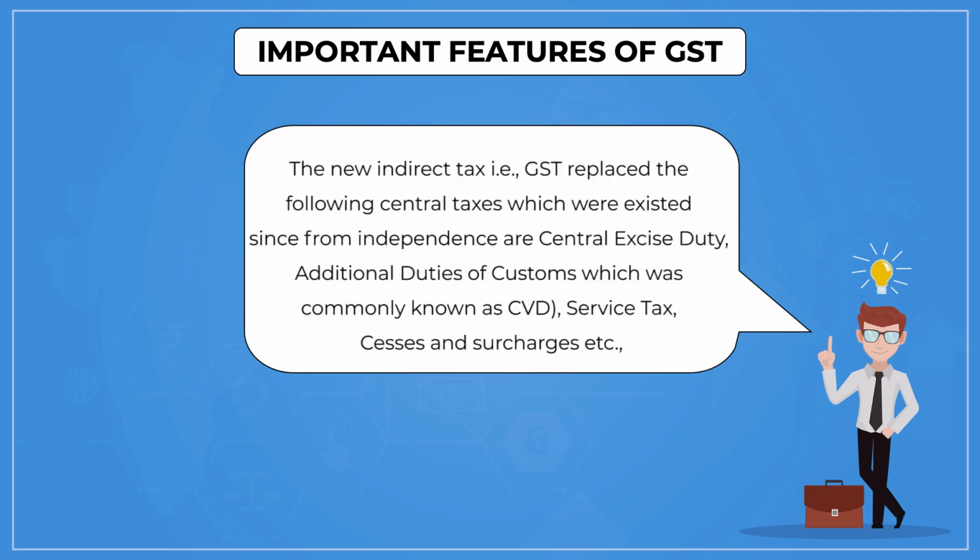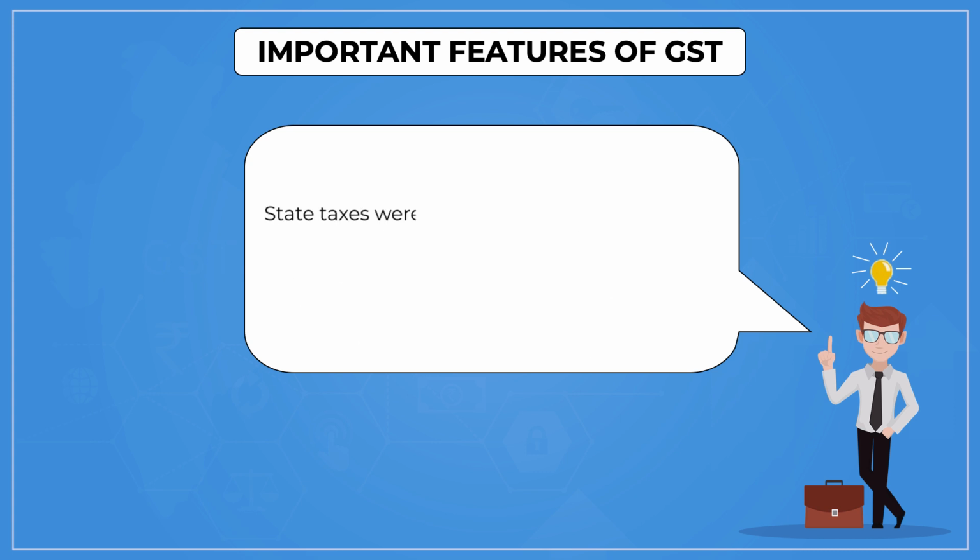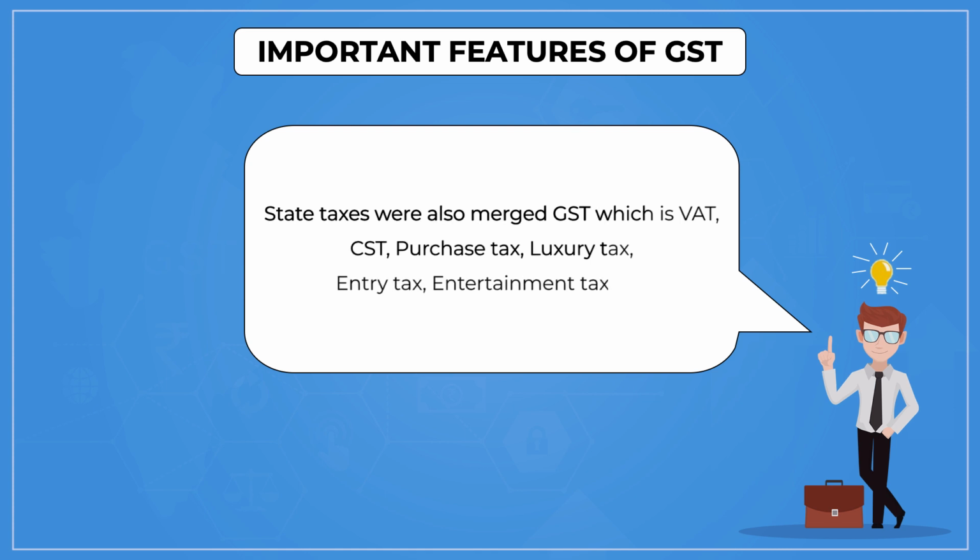The new indirect tax, that is GST, replaced the following central taxes which had existed since independence: central excise duty, additional duties of customs, which was commonly known as CVD, service tax, cess and surcharges, etc. State taxes were also merged into GST, which are VAT, CST, purchase tax, luxury tax, entry tax, entertainment tax, etc.